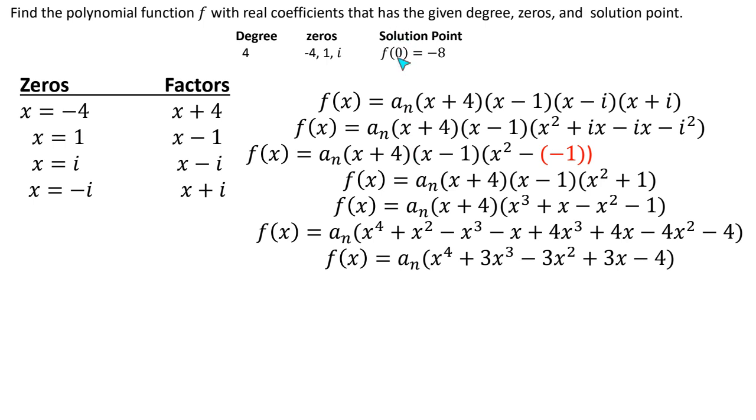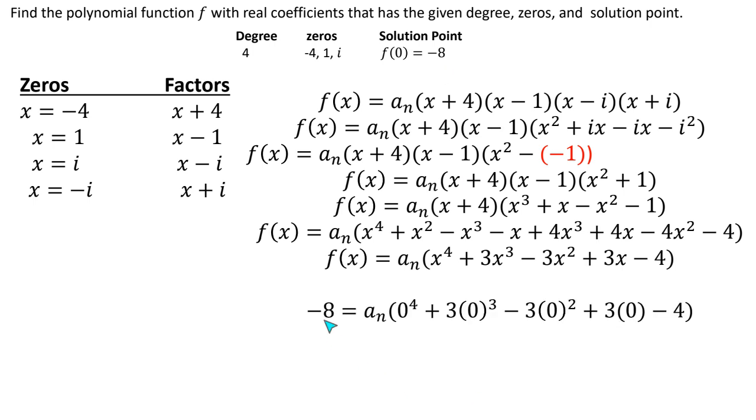So they also give us a solution point, and they tell us that f of 0 is equal to negative 8. So in this solution point, we know that x is 0 and y is negative 8. So we plug in that information. F of x is negative 8, and anywhere that I see an x, I'm going to replace it with the 0. And if I simplify, I end up with negative 8 equals a_n times negative 4.